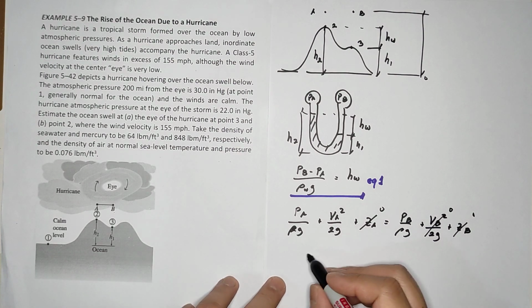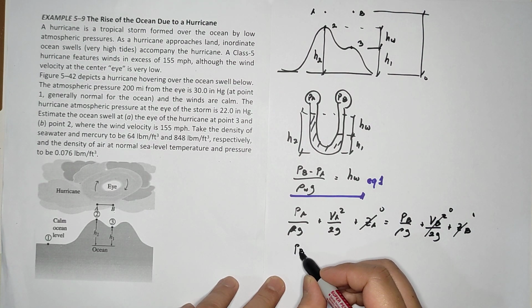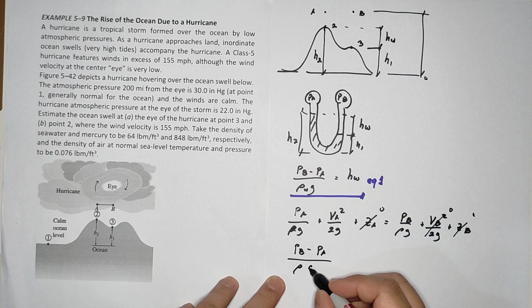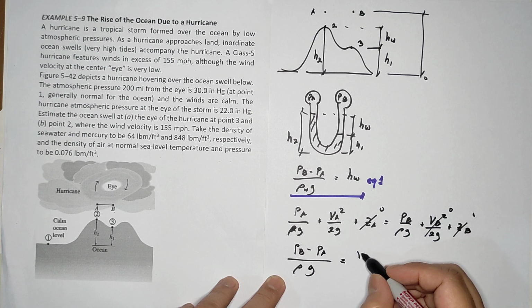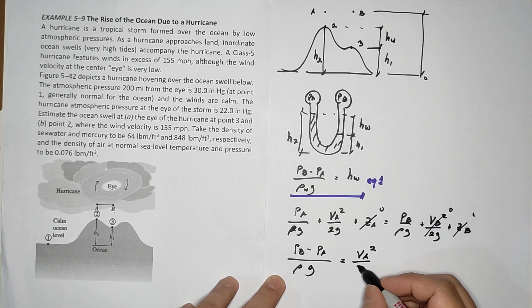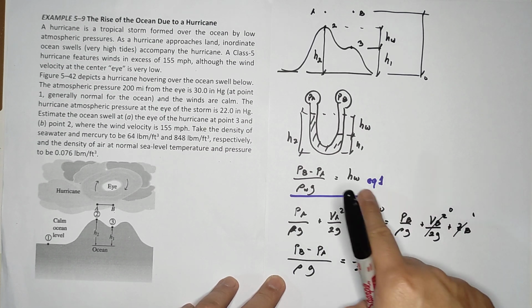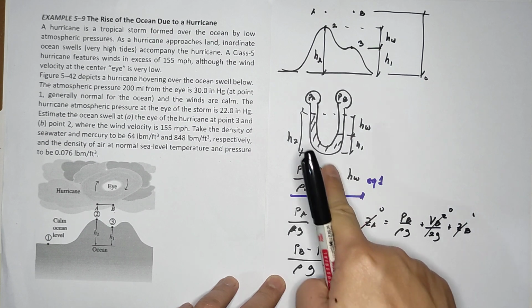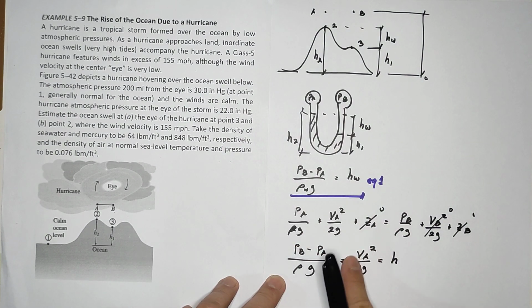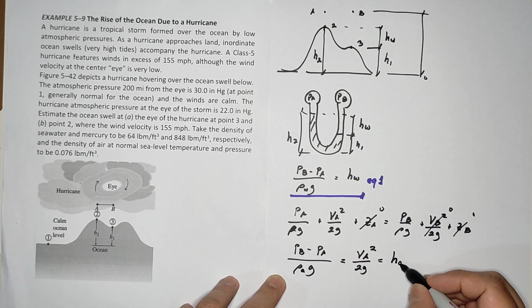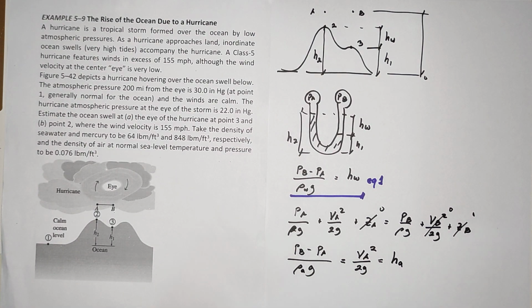So you have now PB minus PA over rho, then you have G equals VA squared over 2G. Now this is also head. We just call that H, but that is not the same as HW because this is water and this one, the velocity we are referring to is air, so it should be air, and this should be air. So let's call this equation number 2.